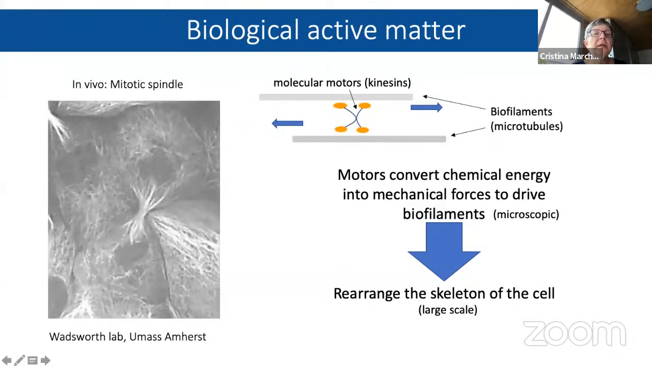And so the idea is that, again, you have these microscale machines that organize the spindle, the structure of microtubules, and ultimately rearrange the skeleton of the whole cell and drive cell division in this case. The reason I specifically mentioned this example, a collection of microtubules and kinesin inside living cells, is the following.